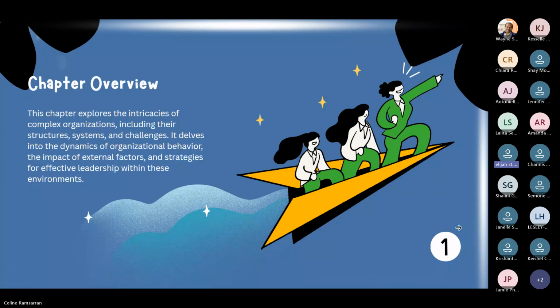So before we begin, I'd like to have a chapter overview. In this presentation, we will be exploring the intricacy of complex organizations, including their structure, systems, and challenges. We are going to delve into the dynamics of organizational behaviors, the impact of external factors, as well as strategies for effective leadership within an environment. Next slide.